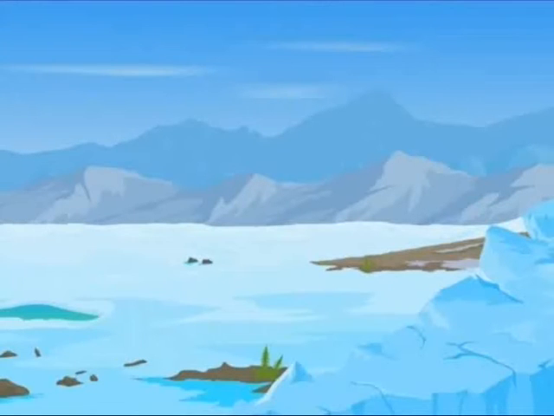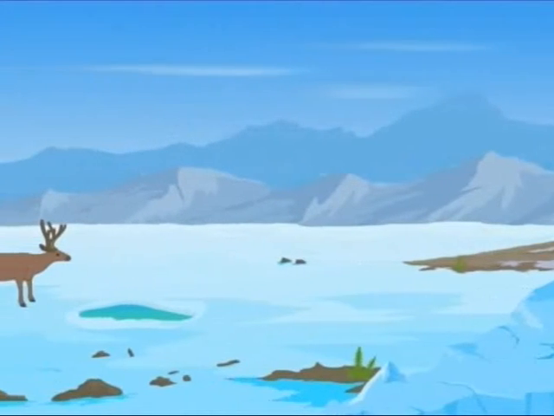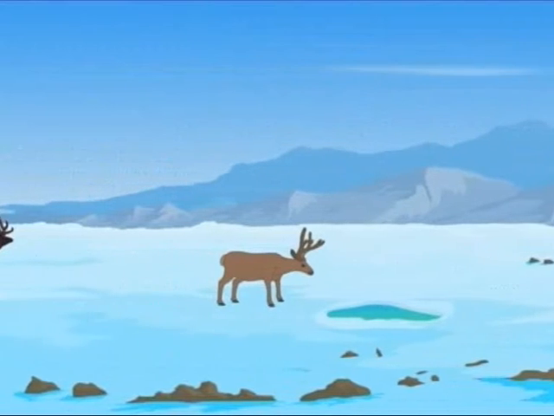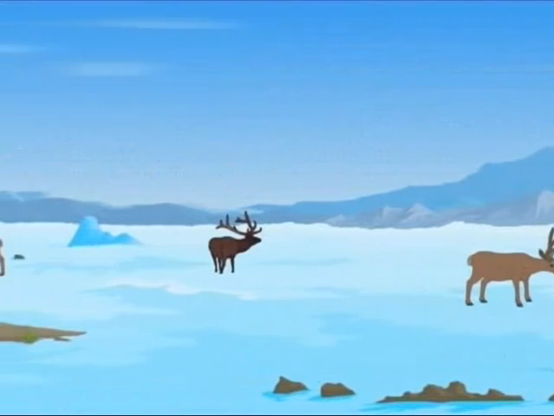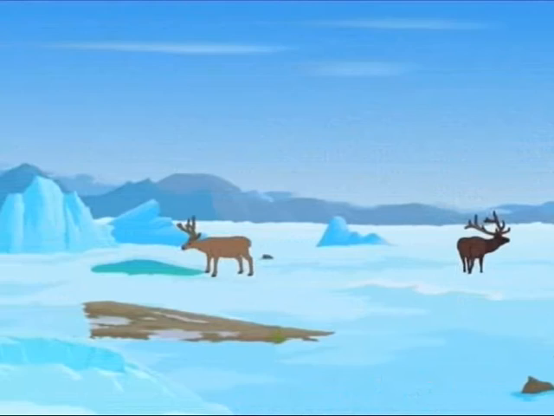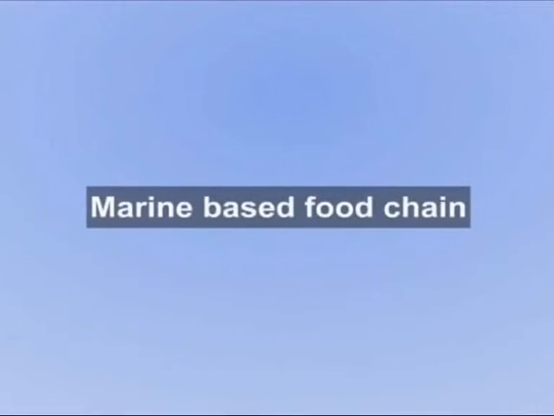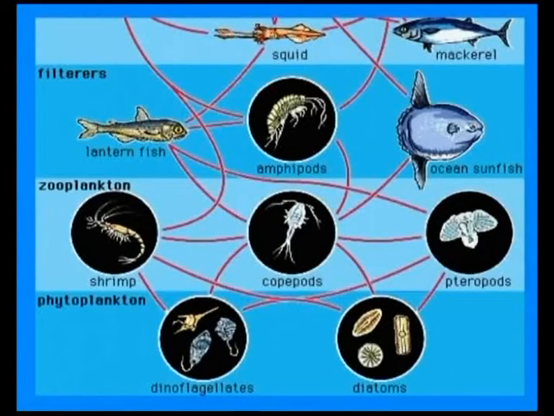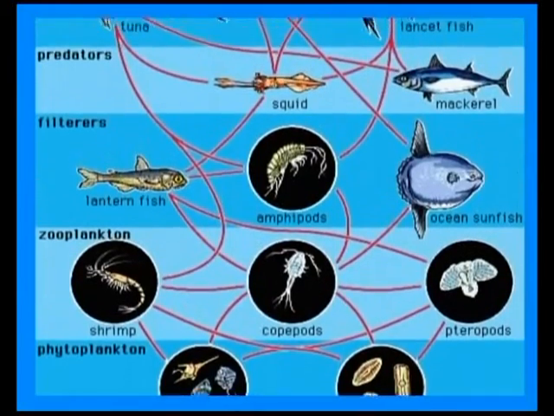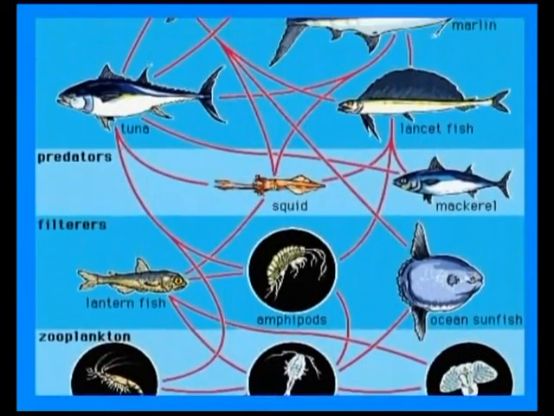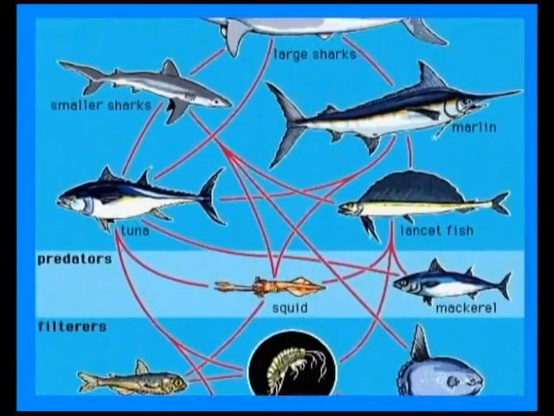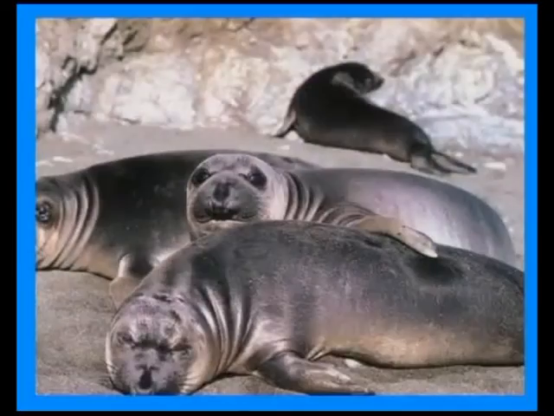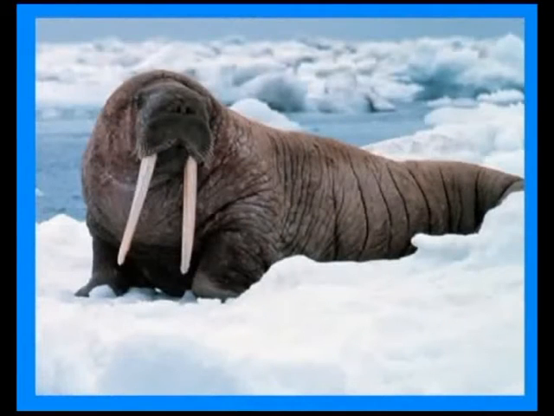In contrast to Antarctic, Arctic is home to many more species. As a result, the Arctic region has two food chains: the marine-based food chain and the land-based food chain. The marine-based food chain is again based on phytoplankton. This food chain is very important for animals that come on land to breed, like the seabirds, seals, and walruses.